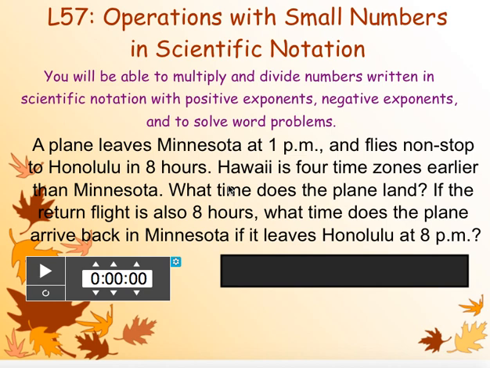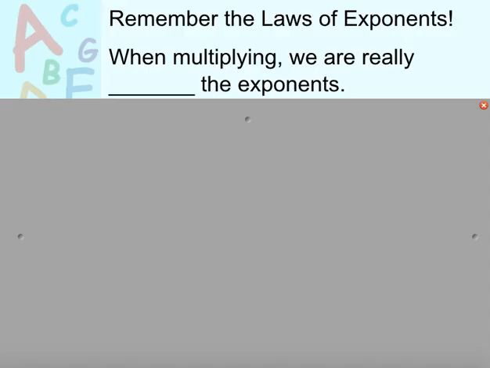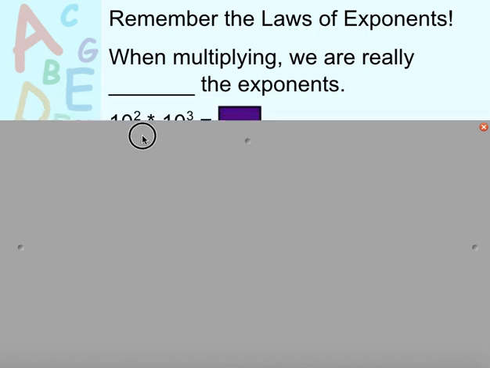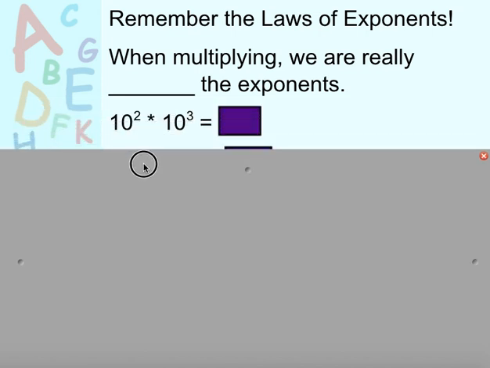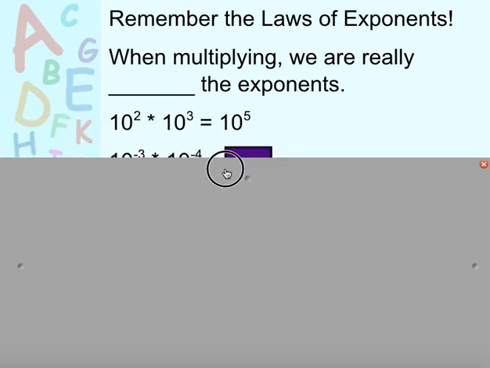Course 3, Lesson 57. We are looking at scientific notation once more, but instead of big numbers, we're looking at small numbers with our operations. So, when we talk about our laws of exponents, remember when we're multiplying, we are really adding the exponents if we have the same base. So, 10 squared times 10 to the third, we get 10 to the fifth.